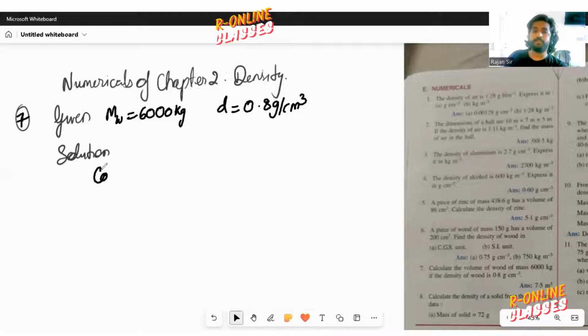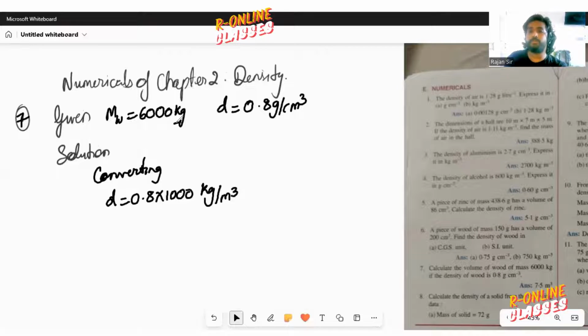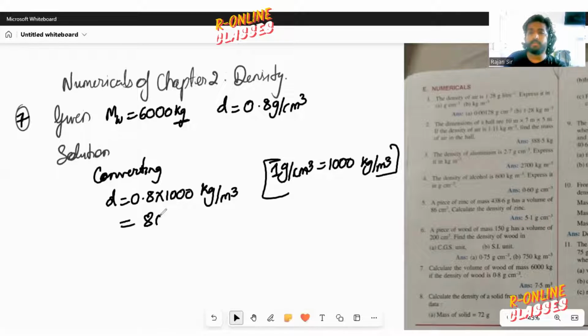So first we'll go for converting. You don't have to write this line. Let's say you got D. D will be equal to 0.8 into 1000 kg per meter cube. Why I'm doing this? Because the mass is given in kg. Make sure you write the conversion as well. Gram per centimeter cube is 1000 kg per meter cube. So now we have 800 kg per meter cube.